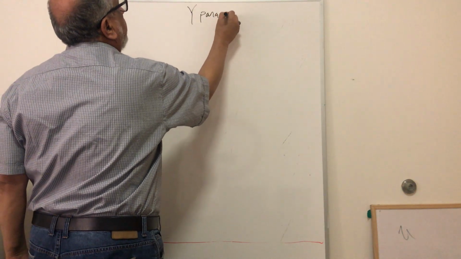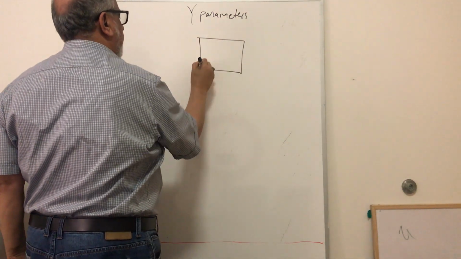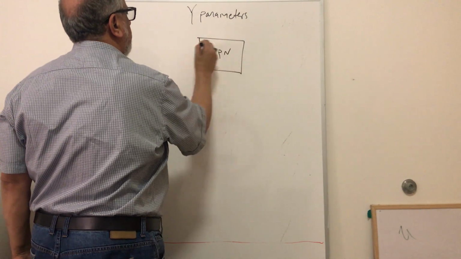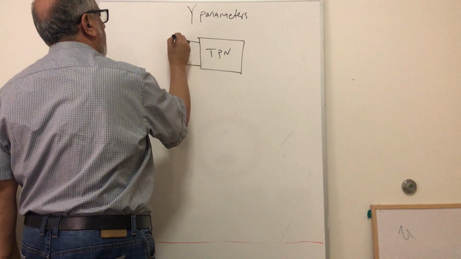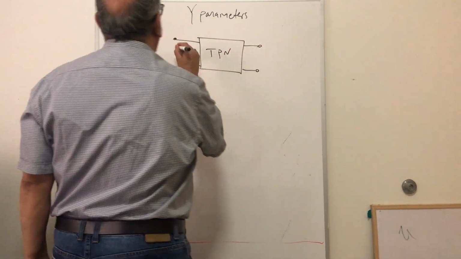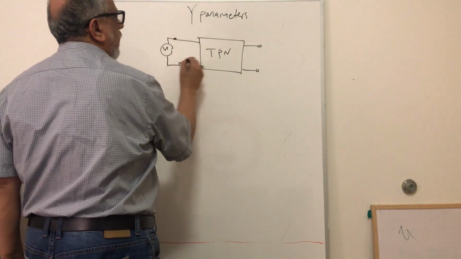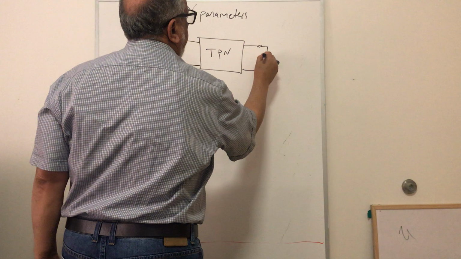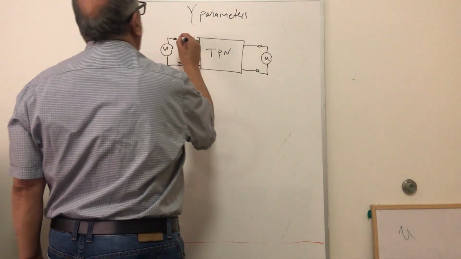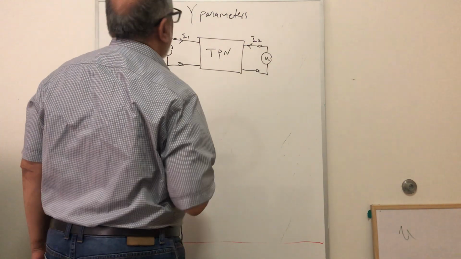Y parameters. So here again, let's say this is my two-port network. This is port 1. This is port 2. But in this case, we have to apply a volt here. Let's say this is V1, and this is a volt V2. So the current here will be I1. Current here will be I2.